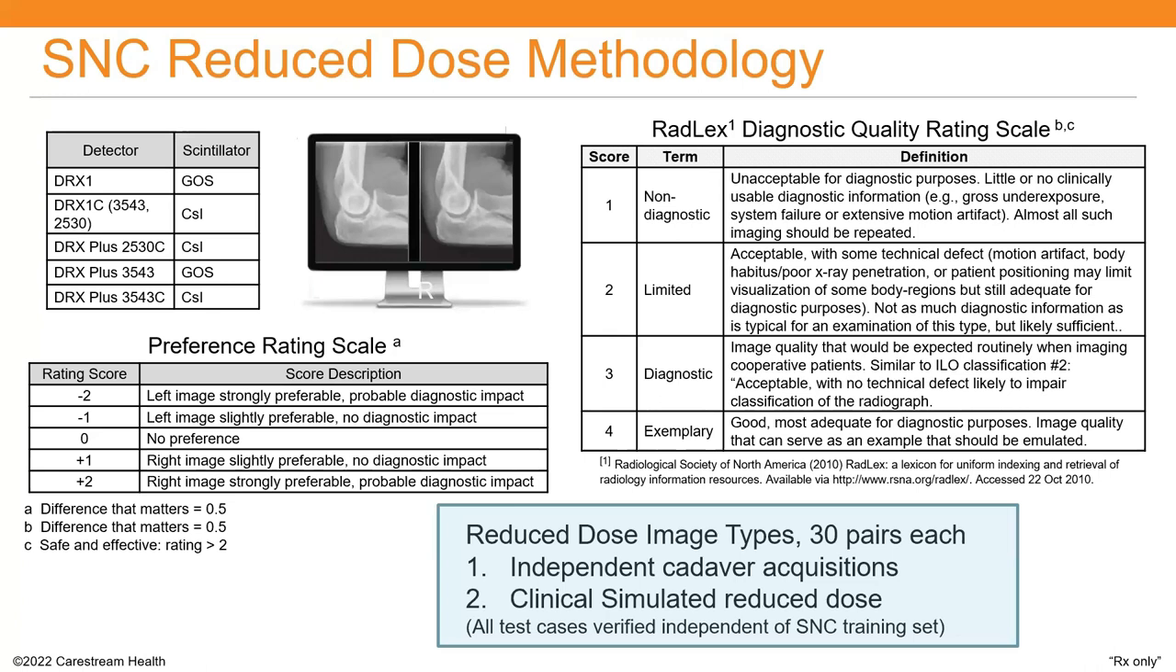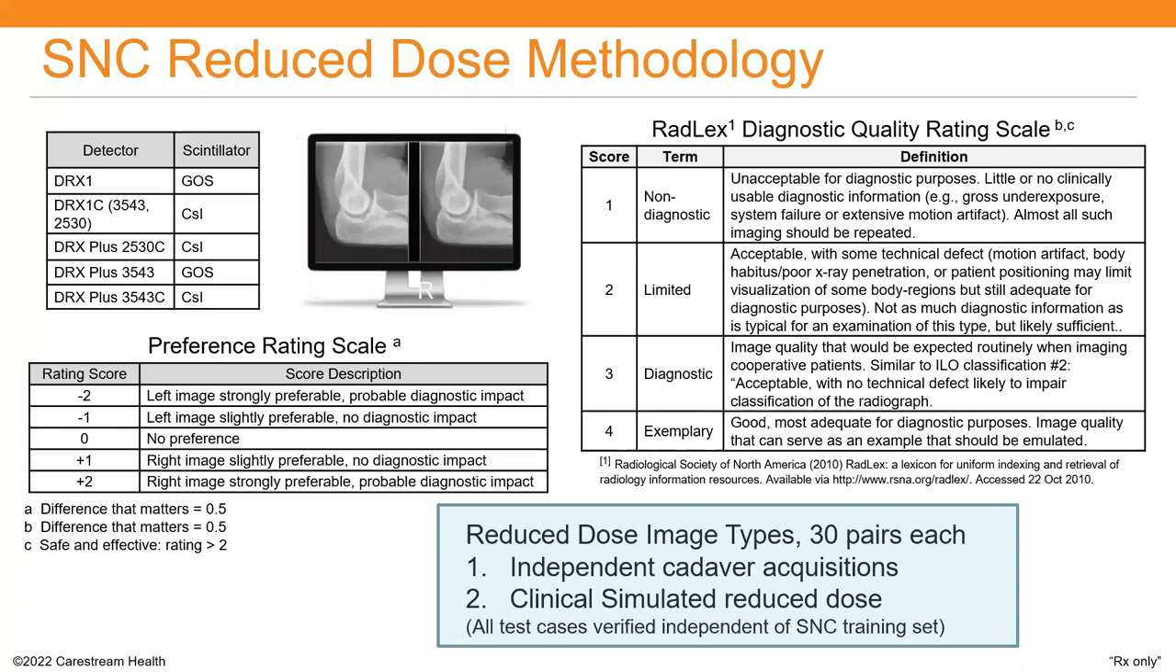So the readers first rated the pair for preference using a 5-point relative scale tied to diagnostic confidence. A negative rating indicated that the image on the left was preferred, and a positive rating indicated that the right image was preferred. And the magnitude of the number, 1 or 2, indicated the preference level. And just like the last study, a 1 indicated slight preference, and it would not impact diagnostic confidence, and a 2 was considered strongly preferred, and it would likely impact diagnosis. An analysis of the ratings utilized plus or minus 0.5 as a difference that matters.